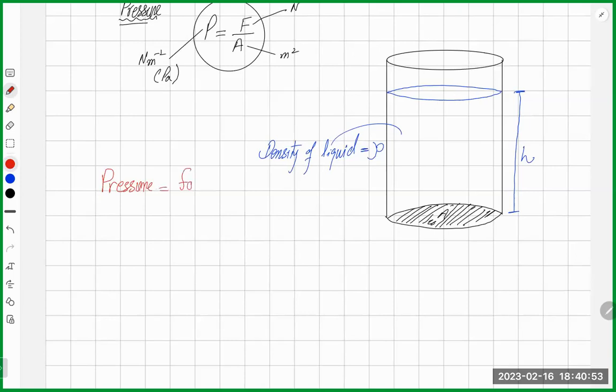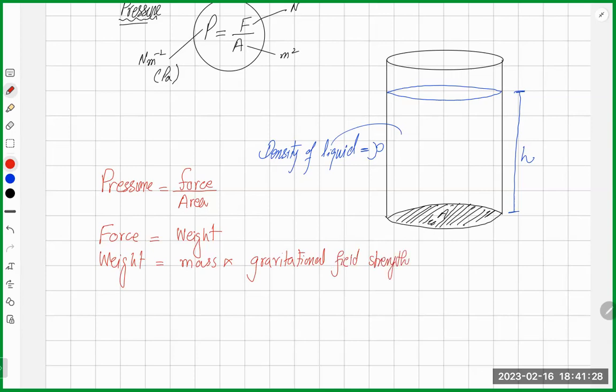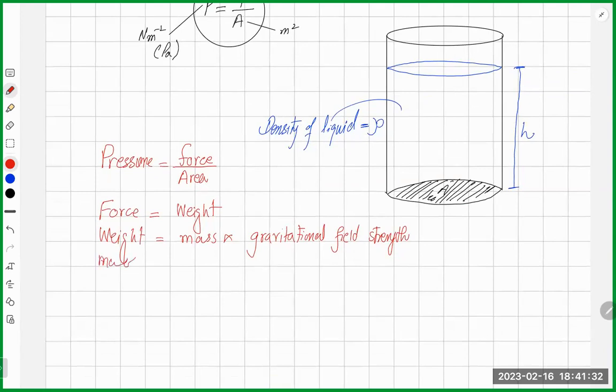So pressure equals force over area. Force in this case will be weight. Weight equals mass times gravitational field strength. Mass will be equal to density multiplied by volume, and volume equals base area into height.